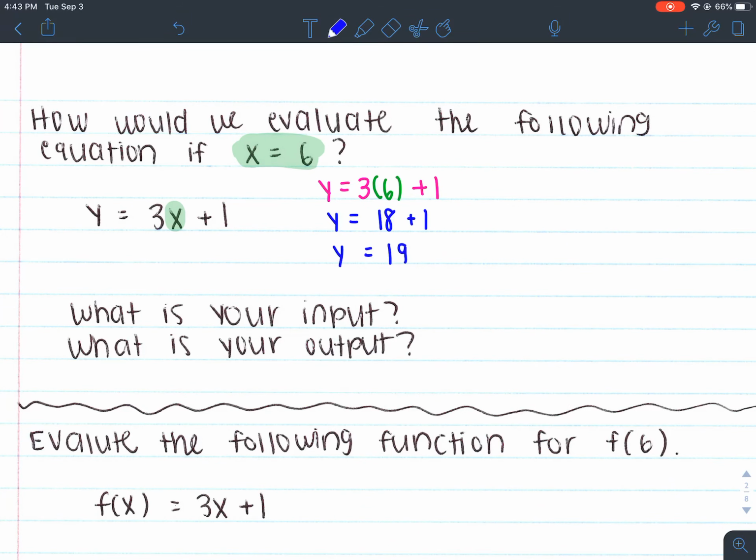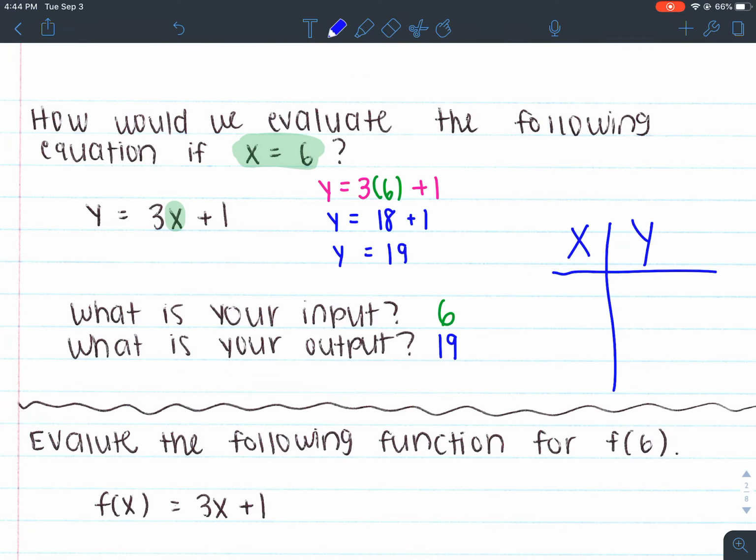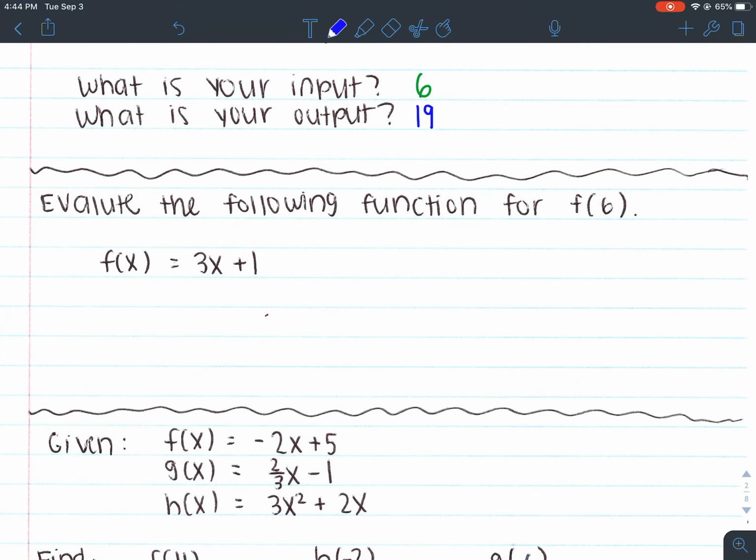So what is our input? Our input is what we put into the equation, which was 6. Our output is what we got out of the equation after we've plugged in, which is 19. So we have an input and an output. This is kind of like when we did parent functions and you had to look at an XY table. Your calculator is basically doing all of this for you. So all this math that we just did, it did for us in the calculator. We didn't have to do that. But if I ask my calculator, hey, if I have an x value of 6, what happens with my y value? It'll give me 19.